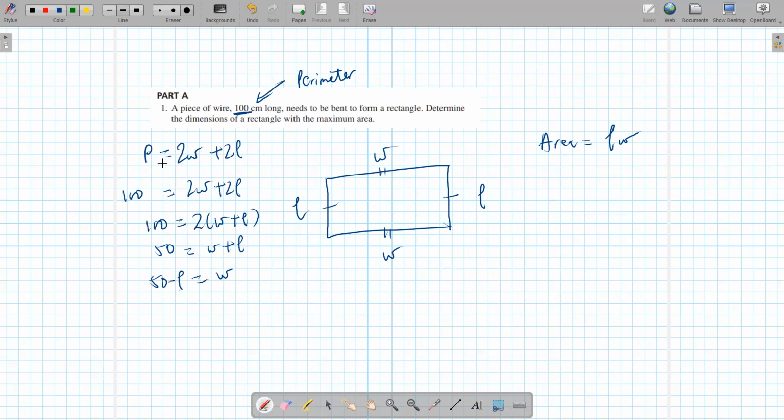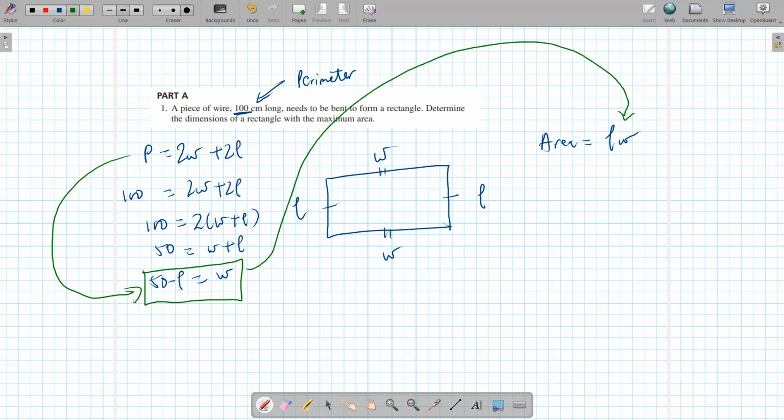So this is the point. You start from here and get to this, write one variable in terms of the other, and then we're just going to plug it into this area equation. So we know W is going to be 50 minus L, so L times 50 minus L. If you open this bracket, what do you get? If you FOIL that, 50L minus L squared.